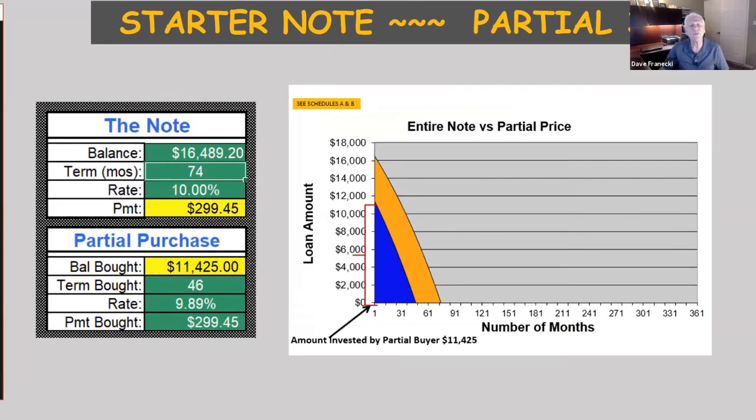The original balance was $16,000. The original term or remaining term was 74 months at the interest rate of 10%. Monthly payment was right around $300. They bought 46 payments. Their rate of return is 9.89%.